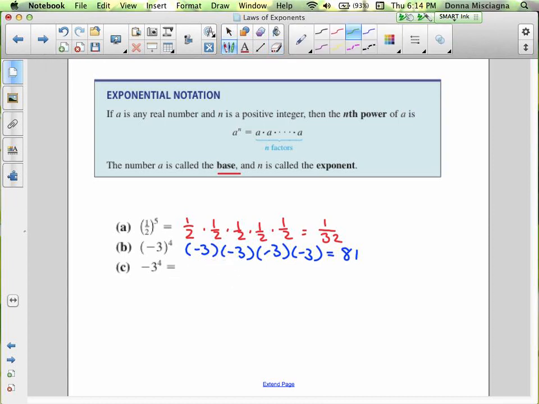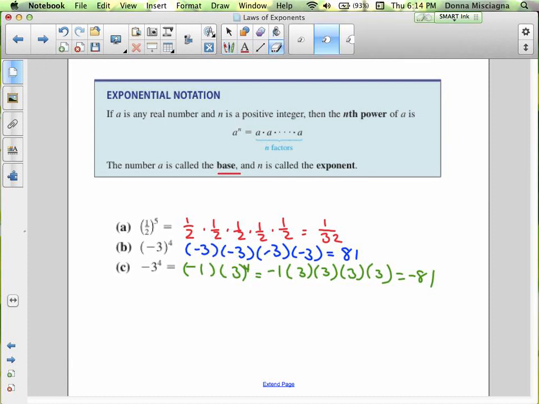Okay, so it's the same as -1 times 3 to the 4th power. So we're going to raise to the power first. That's going to be -1 times 3 times 3 times 3 times 3. 3 times itself 4 times, that's going to be 81. And then we're going to multiply by the -1. So notice that if the negative is not in the parentheses, then your answer is going to be negative, no matter how many times you multiply the value by itself.